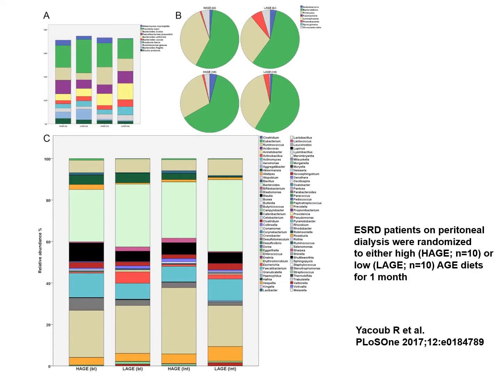Later, a study by Dr. Jakub took a group of end-stage renal disease patients on peritoneal dialysis, randomized to either a high or low AGE diet for 1 month, and again, they show an effect on the microbiota. So by now, animal studies and human studies have shown that the high AGE diet modifies the bacterial flora.